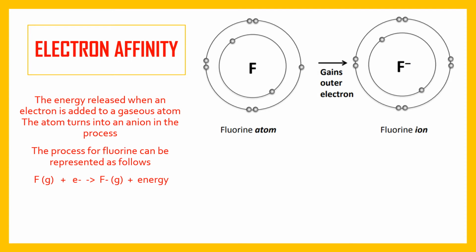You can represent it using this diagram. When a fluorine atom gains an outer electron, it turns into a fluorine ion with a negative charge. So it is an anion.